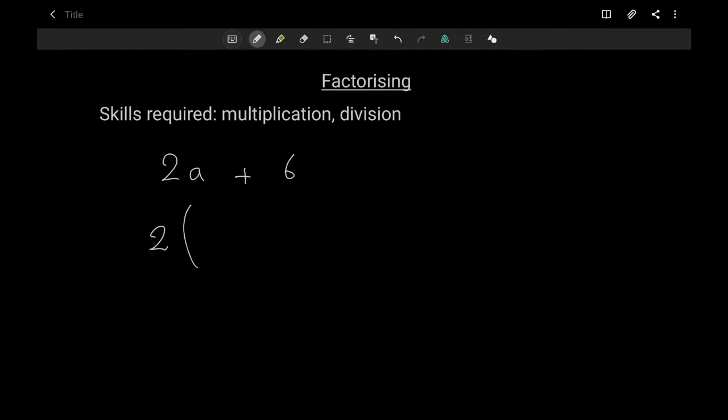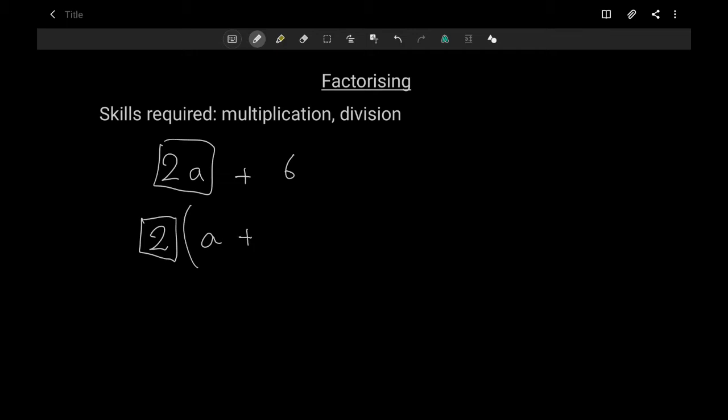We now open a bracket, and we say, how do I make this expression look like this? So remember, bracket means multiply. So what do I need to multiply 2 with to get 2a? And the answer to that is a. So we've done the first part.